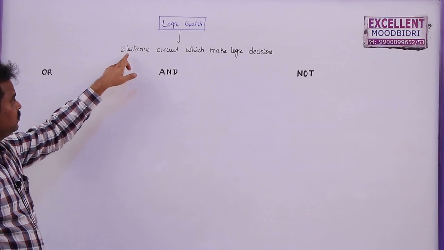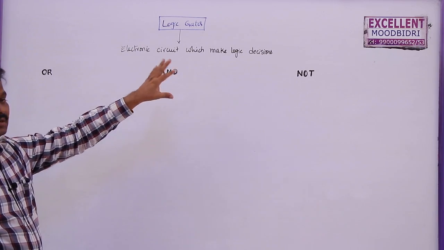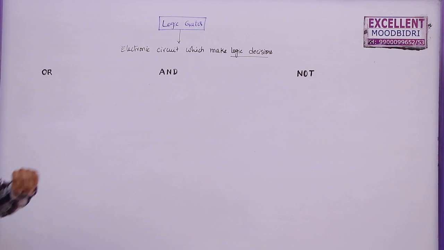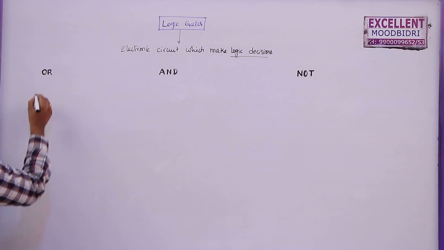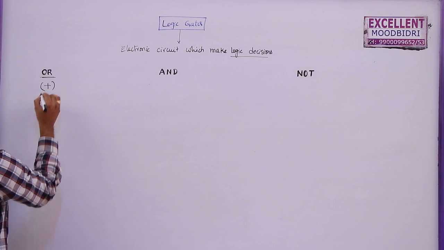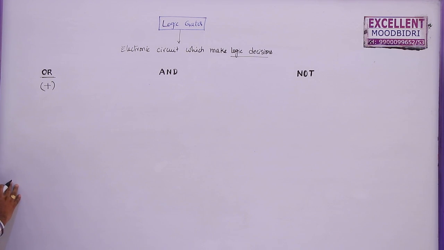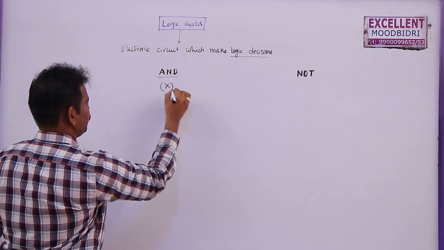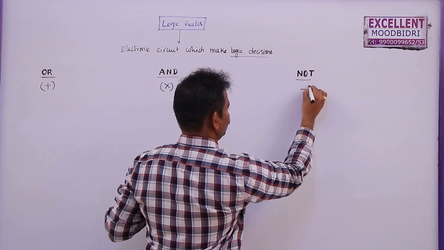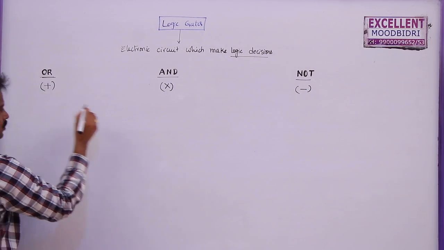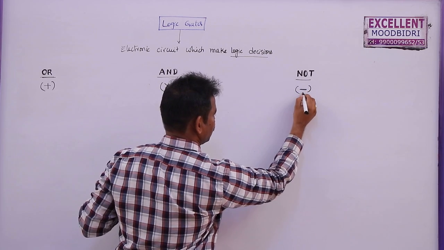A logic gate is an electronic circuit which makes some logic decisions. So here we have three different basic logic gates. First of all, the OR gate. We already discussed this. The OR gate will do the addition operation, the AND gate will do the multiplication operation, and the NOT gate will do the bar operation or complement operation. So here this is not minus, this is a complement operation.